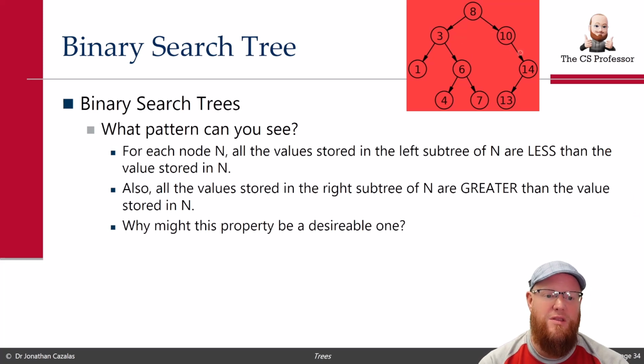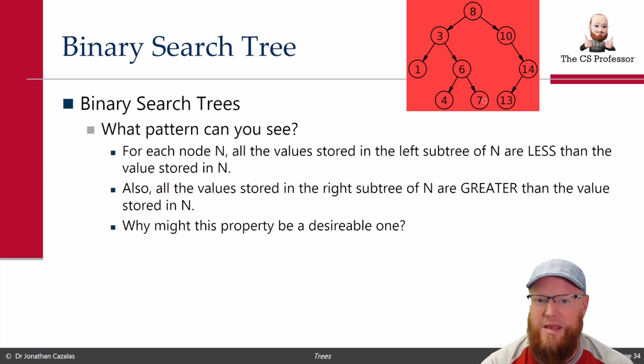So pick any one of these nodes. Pick this node 8, the root. Everything to the left of 8 is smaller, including this 7, because that's to the left of 8. And now look to the right of the 8. Everything to the right is larger. Pick any other node. Pick the 6. Everything to the left of the 6 is smaller than the 6. Everything to the right of the 6 is larger. And confirm that for any other node.